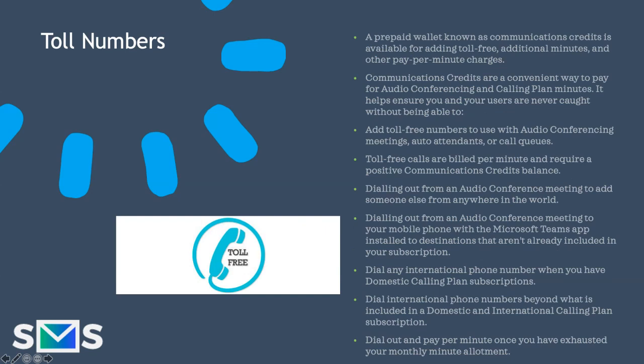So, toll numbers. There are two types of toll numbers. There's basically an 0845 toll number, which is a low call number, or there's an 0800, which is obviously a free phone number. In order for people to ring these numbers, for example an 0800 number, you would have to get what's known as a communication credit.